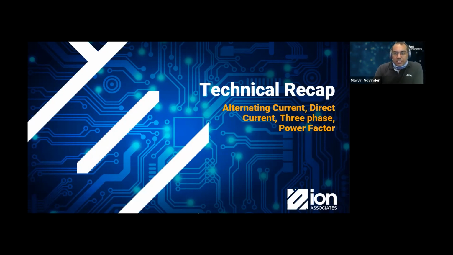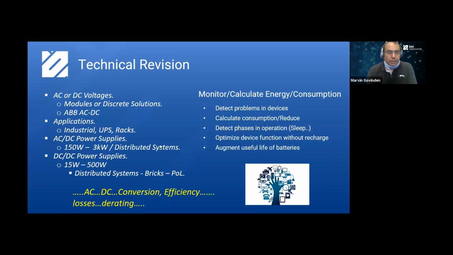So we're going to just have a technical recap on some of the things we've seen in the past on the basics of power. In this section, we're just going to have a recap on the basic aspects. Here we're going to talk about AC and DC voltages. We're going to look at modules or discrete solutions, touch on some providers like ABB that can supply some of these products. We'll look at some applications.